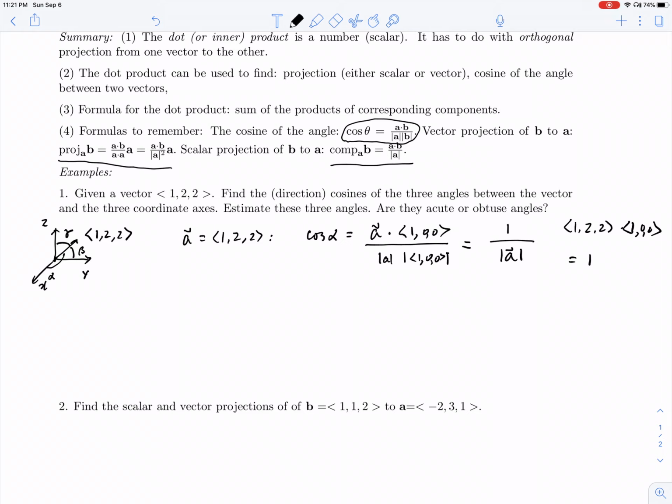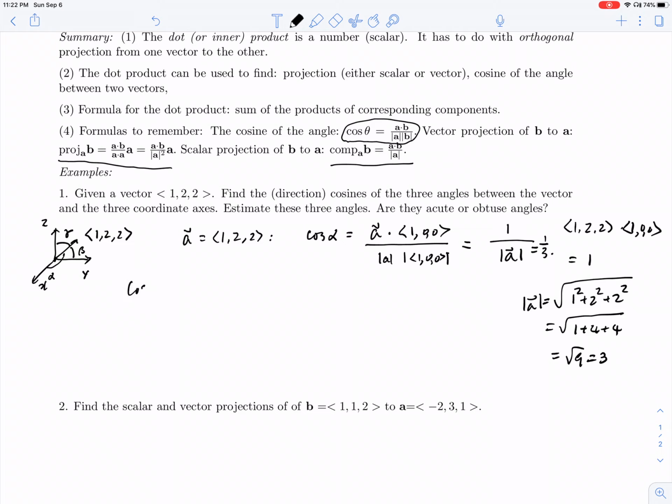Okay, so continuing, we're going to find out the length of A. The length of A is the square root of 1 squared plus 2 squared plus 2 squared. And we are in a very lucky case. This is 1 plus 4 plus 4, and that's going to be exactly root 9, which is 3. So cosine alpha is exactly 1 over 3.